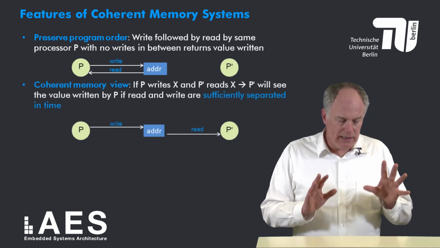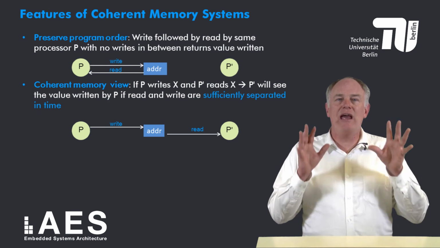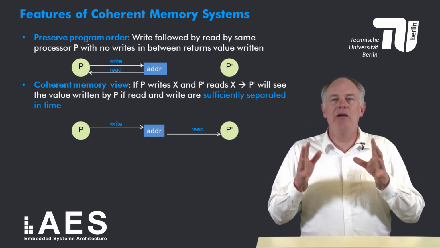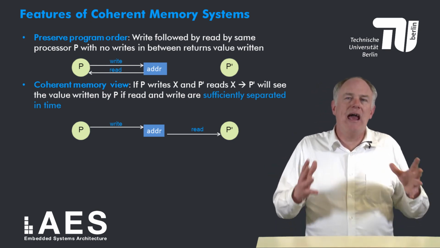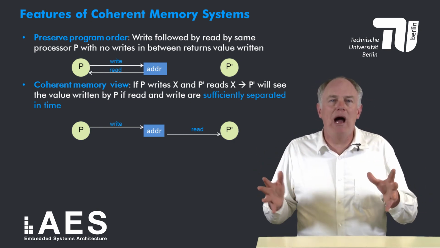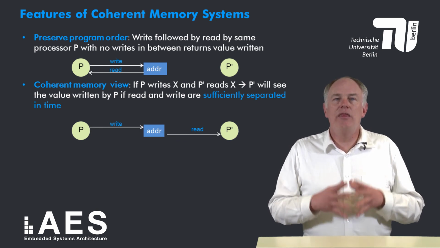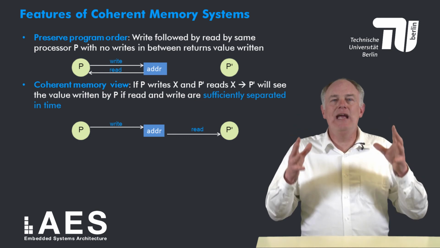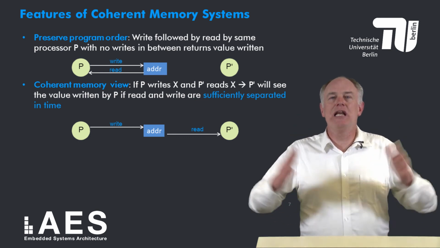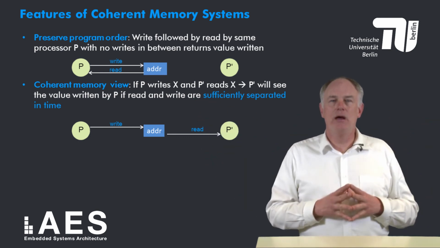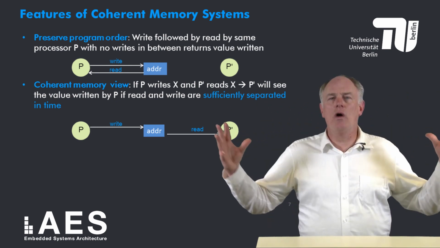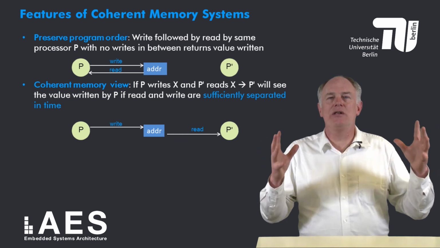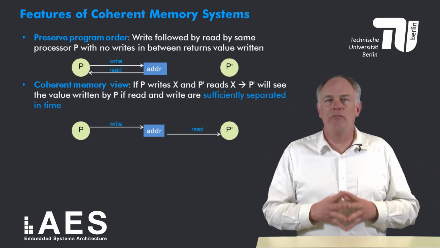The second property defines what it means to have a coherent view of memory. If a processor P writes X and then another processor P prime reads X, then the read will return the value written, provided the read and write are sufficiently separated in time. It doesn't specify how long separated in time, but just sufficiently. At a certain time, the write should become visible.